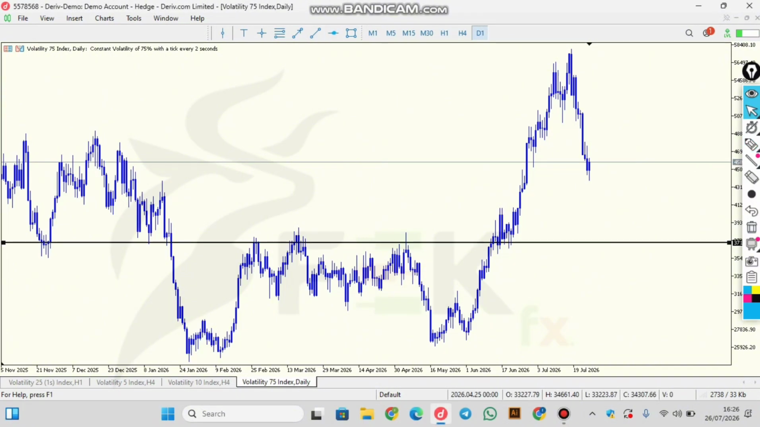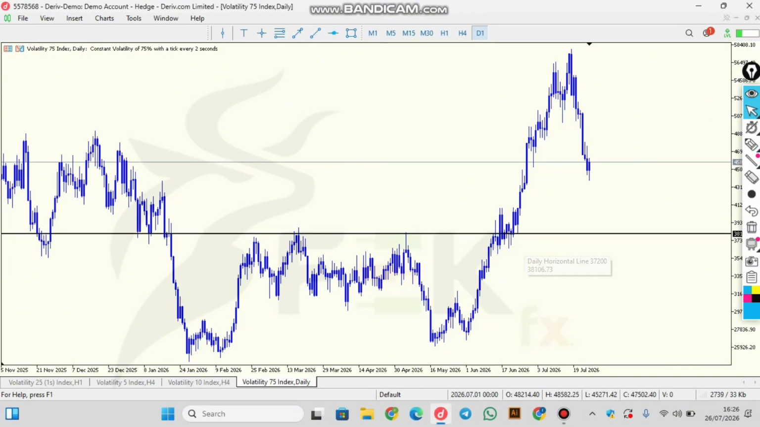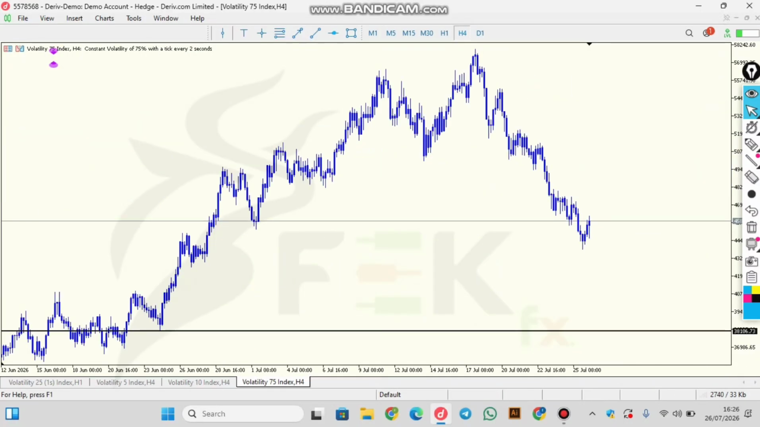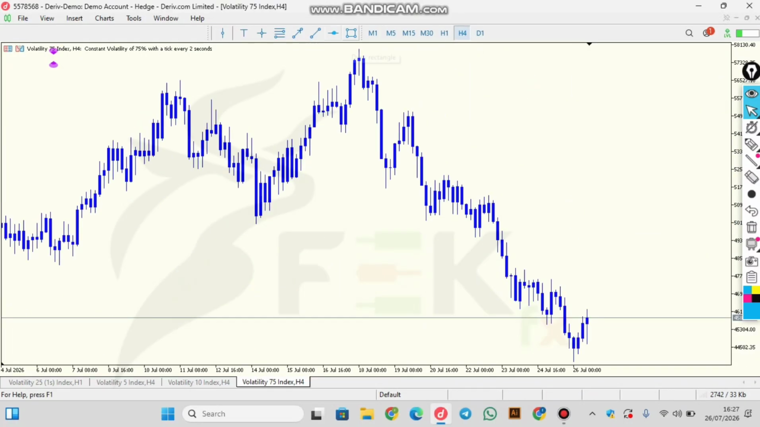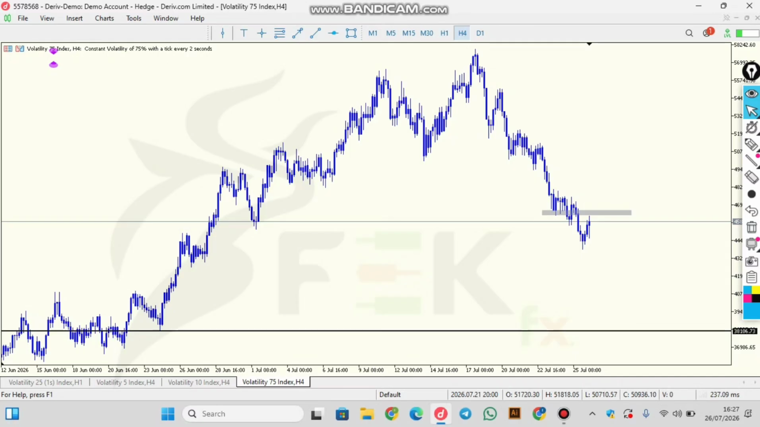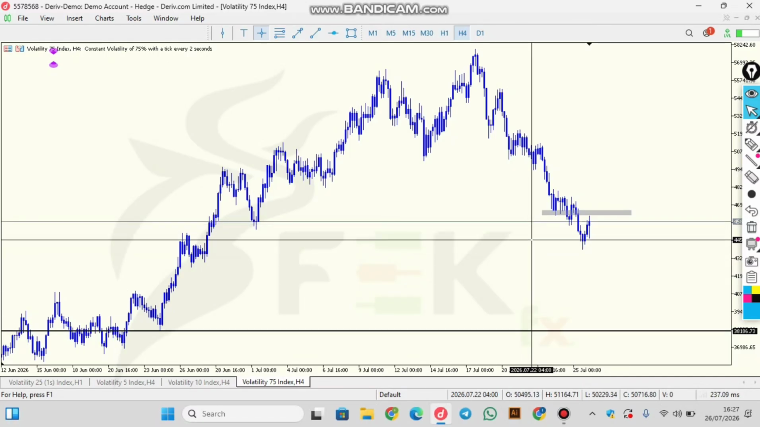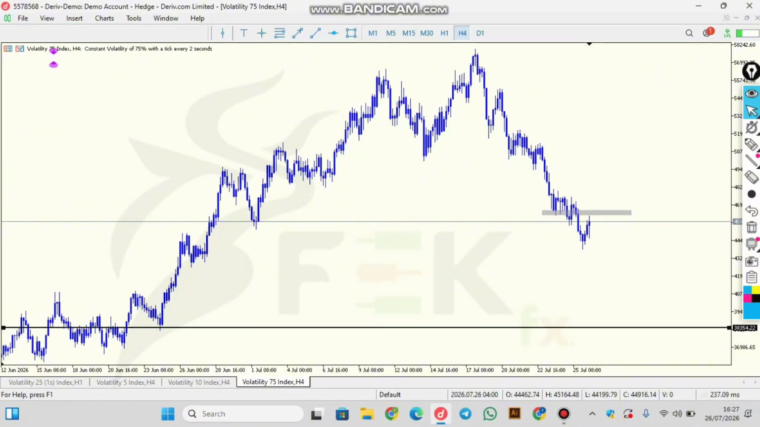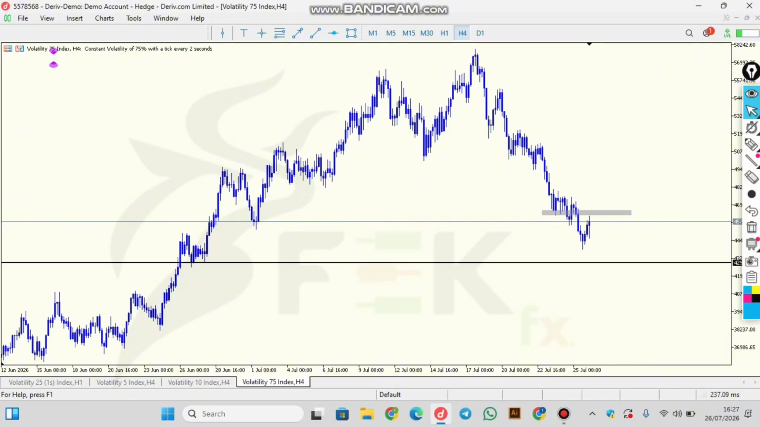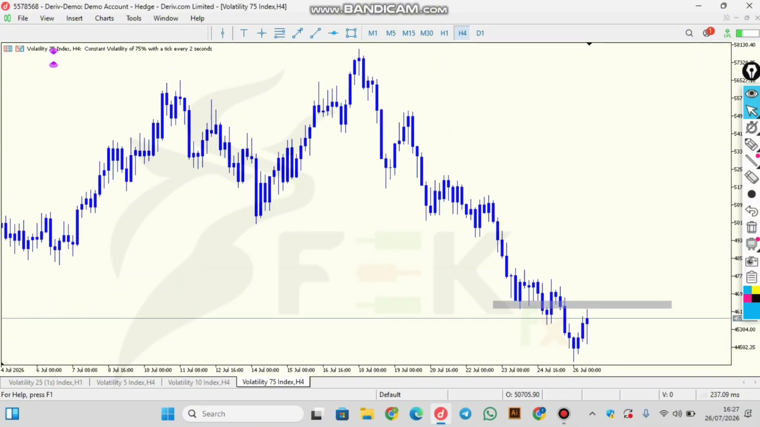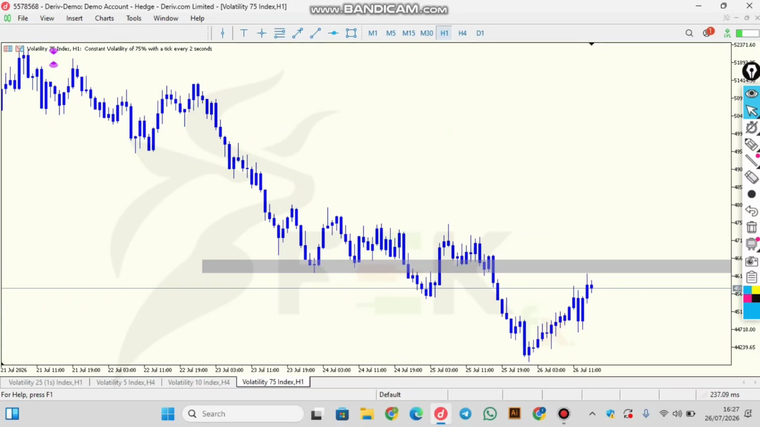See this level. But that does not mean I'll be looking here for my TP. No. There are still some levels. If you check here, this market broke out of this level. So I'm looking for a retest of this level. And when the market retests this level, the next target will be here, and TP will be here. So for V75, I'm looking for a sell.